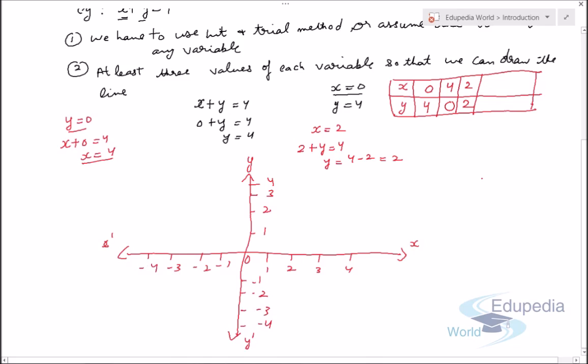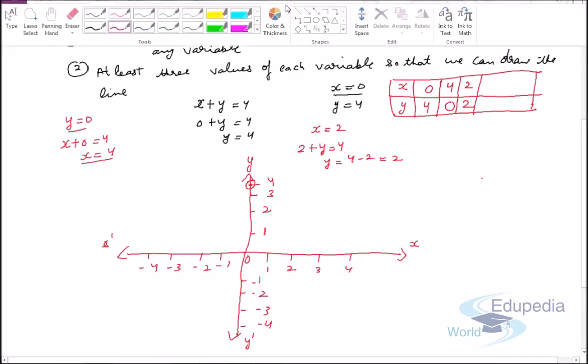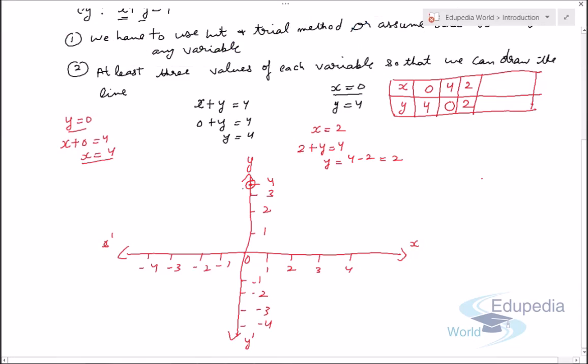So our first value is x is 0 and y is 4. So the point is this one. Let me use another pen. Okay, now the value is this one. Now we got the first point. Next point is x as 4 and y as 0. Means y should be 0 and x is 4. So this will be the value. Now the third value is x as 2 and y as 2.